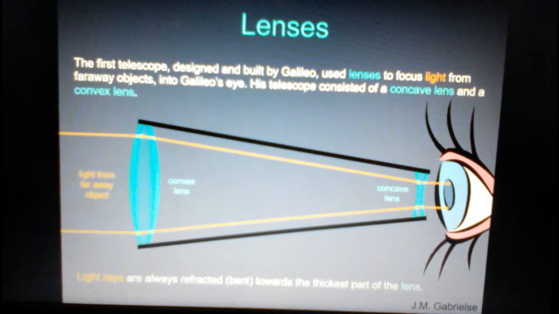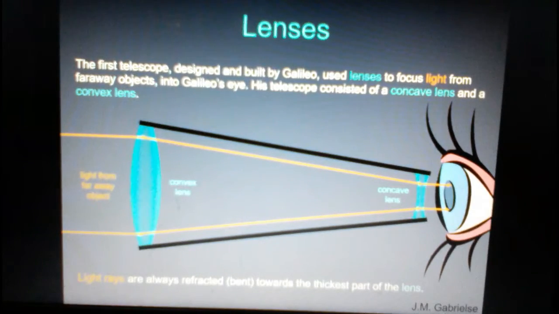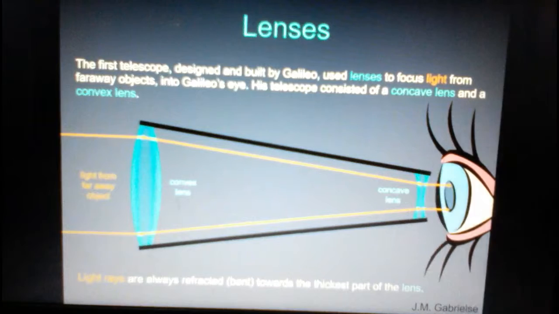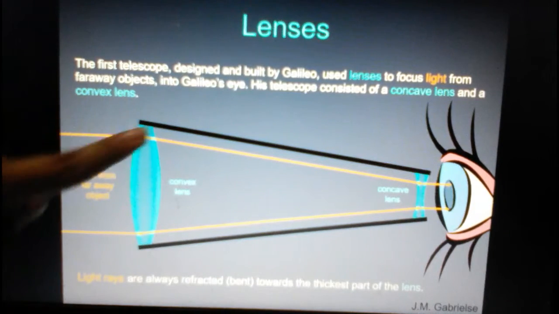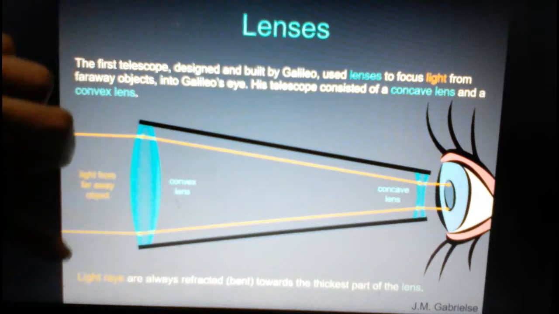Lenses. The first telescope designed and built by Galileo used lenses to focus light from far away objects into Galileo's eye. His telescope consisted of a concave lens and a convex lens. So here's the eye, and it is a mixture of both. This is the concave lens, and this is the convex lens. So the light from the far away object is here.